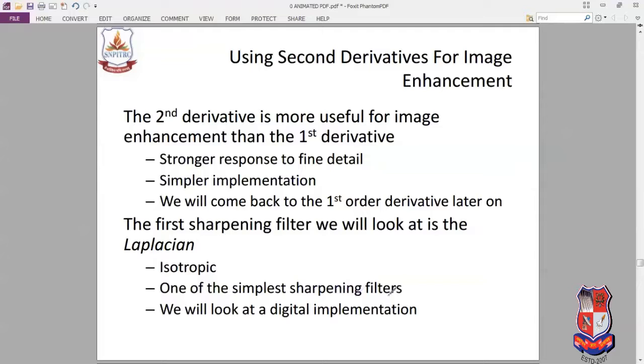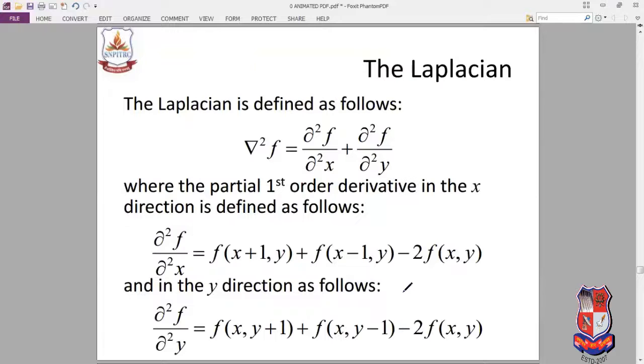Laplacian is one of the simplest sharpening filters, and the digital implementation is very easy. So this is what the Laplacian is. The Laplacian is defined as del square f equals curly square f by curly x square plus curly square f by curly y square. Now what is this? It is the second order derivative in the x direction, and the second order derivative in the y direction. We know the definitions of the second order derivatives in the first and second directions.